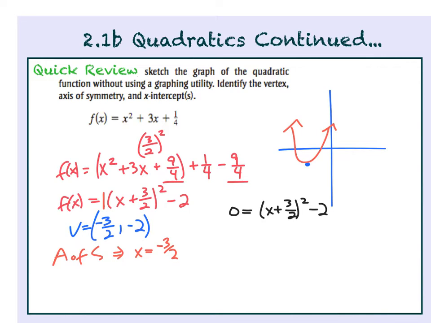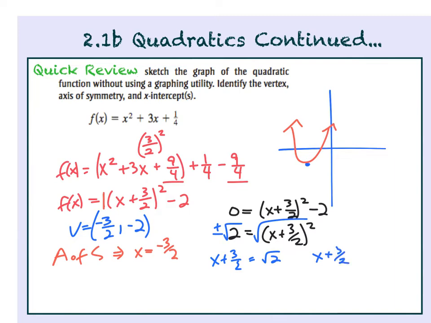I need to add 2. So now I have 2 is equal to the quantity x plus 3/2 squared. And then, what's my next step? I'm going to do what? I square root it. So when I square root, I need a what? A plus or a minus going on. And so then I end up having x plus 3/2 is equal to square root 2, and x plus 3/2 is equal to negative square root 2.